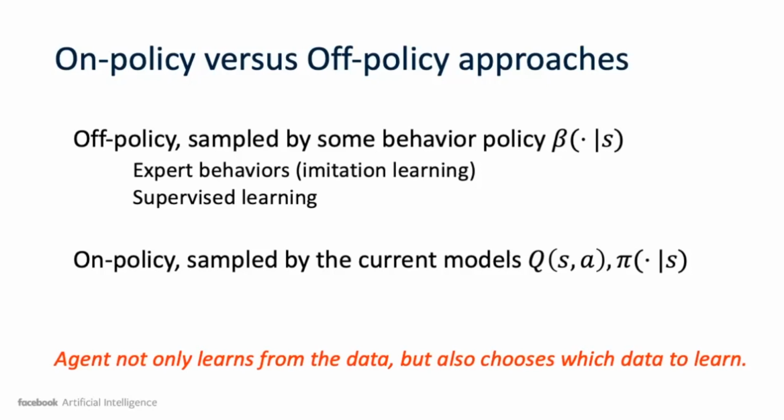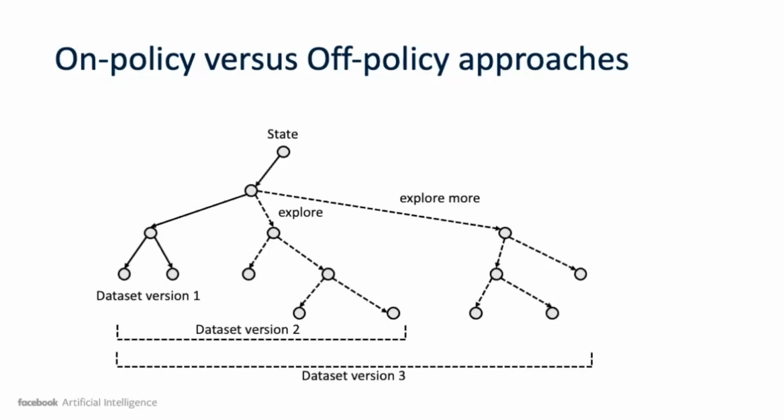But on the reinforcement side, there's another branch of algorithms that are called on-policy. In on-policy, usually the data sets are sampled by the current models, and the data will be updated again and again once the model gets updated as well. So in reinforcement learning, a key difference is that the agent not only learns from data, but also chooses which data to learn from. This is very interesting. So this is one example: you start from one state, and you first collect a few data on one branch of the space, and then you start to explore another branch of the space, and you collect more and more data. Then the data become larger and cover a larger space, and your policy becomes more stable.